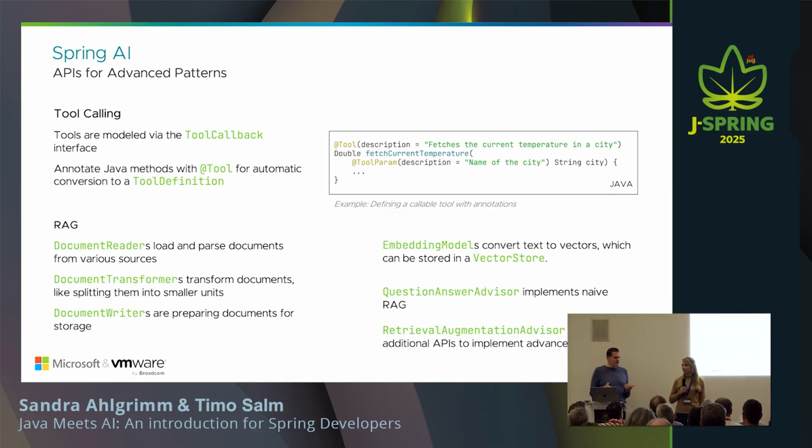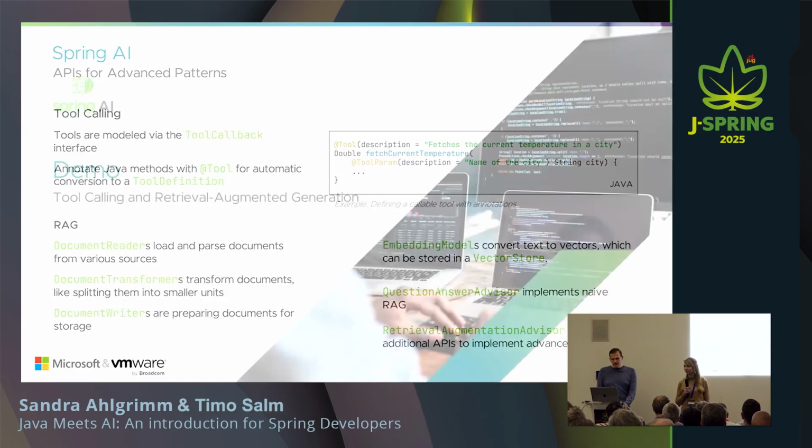For retrieval augmented generation, this flow is always similar. I have to read the documents, parse them, split them so that the context size will not be exceeded later, and write them to the database. For that we have support. We have support for vector stores and for embedding models. And then we are using this advisor concept, which I already introduced. There's a question and answer advisor for naive RAG, so simple ones. And then there is one for more advanced ones where you have, for example, different vector stores and need some routing, etc.